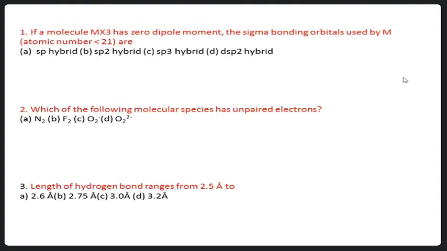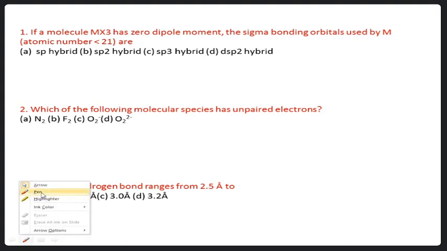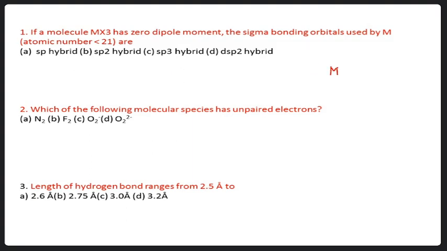First question. If a molecule MX3 has zero dipole moment, the sigma bonding orbitals used by M, atomic number less than 21, are what? How can we solve it? This is a very, very important question. So we have an MX3 type, like a BF3 type molecule. MX3 having zero dipole moment means this type of structure.